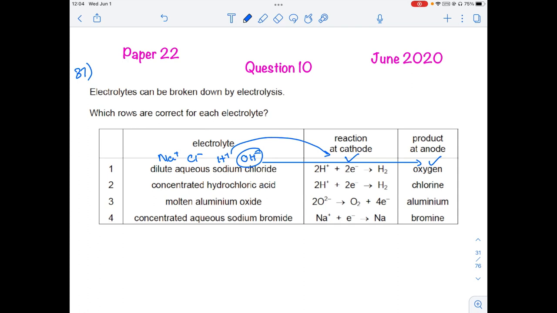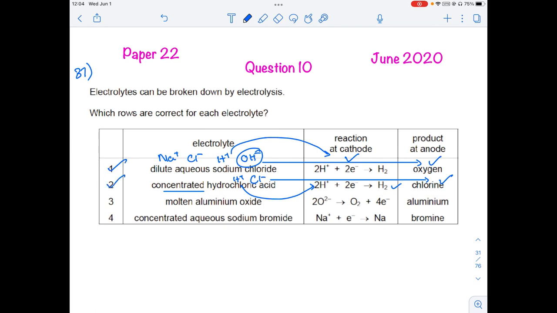That's 100% correct. Concentrated hydrochloric acid, so H plus and Cl minus. Now chlorine, because just now we said that if it is concentrated, Cl minus goes to the anode and chlorine gas is formed. That is 100% correct. And as usual, hydrogen goes to the cathode and forms. So option number 1 and option number 2 are correct.